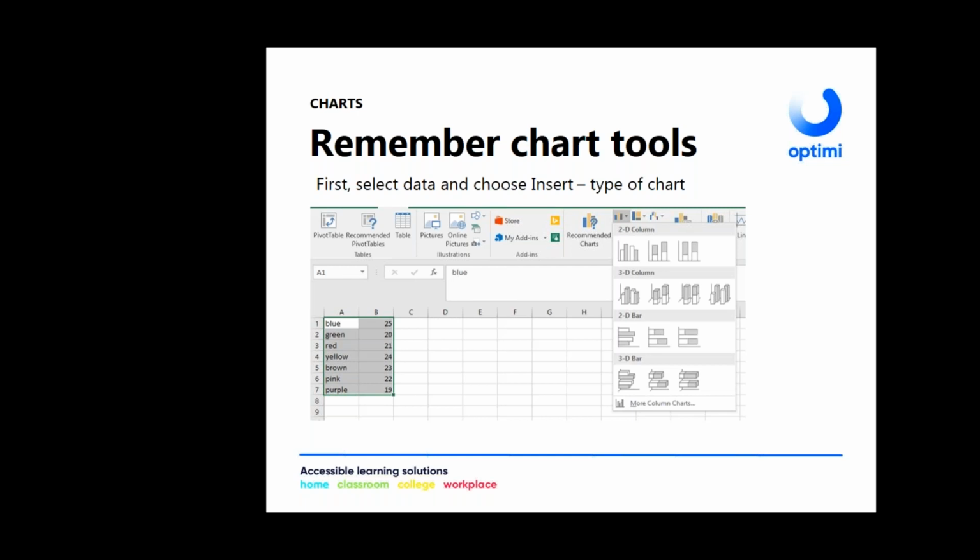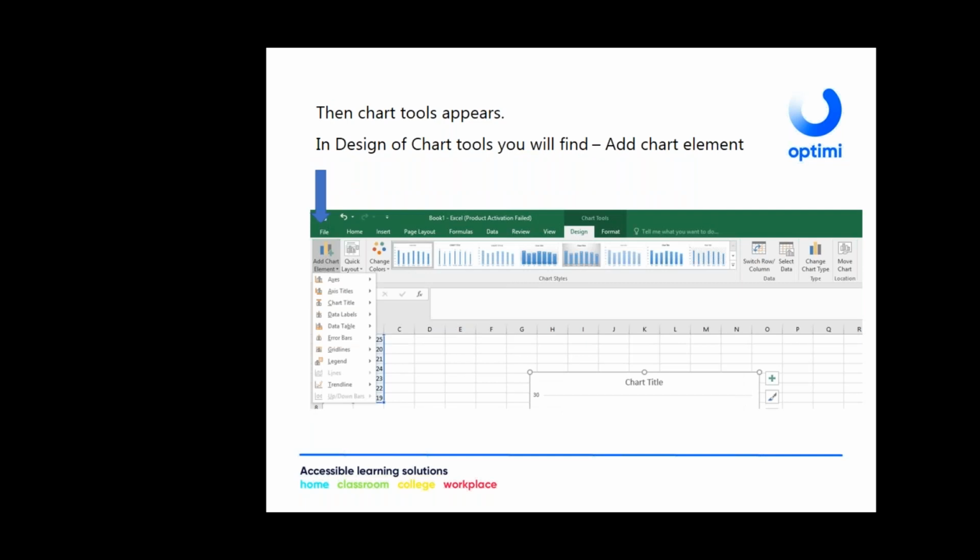So the first thing that you need to do is select the data that you need to make a chart of. You can see in the screenshot, I have selected A1 to B7. Then you go to insert and then you choose the type of chart. You can see here I chose a column chart, and on the next screen there I've made my chart.